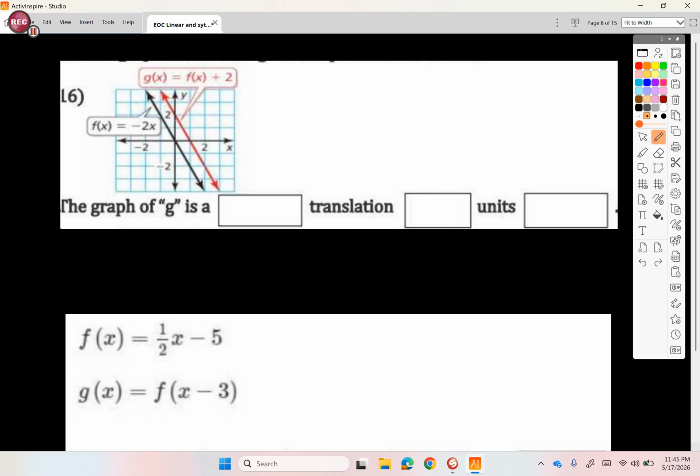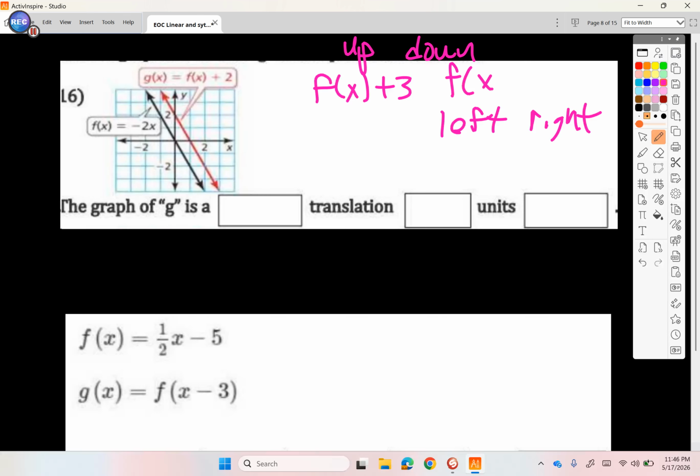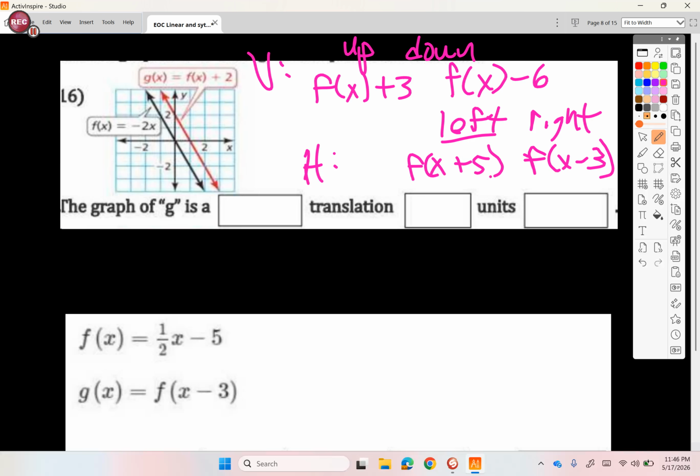Alright, so on this page, you just have to remember your movement rules, right? Your transformation rules. Up, down, left, right. So if the number's not in the parentheses, it's out here, that's up or down. That's normal, right? But when it's left or right, the sign's backwards. So usually left is where negative numbers are, but on this movement, horizontal here, vertical here, positive is left, and a minus here is right. So this would be left 5, right 3.